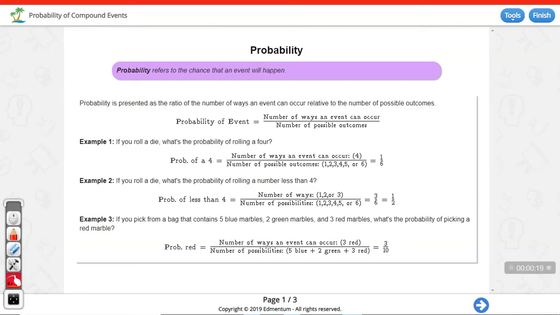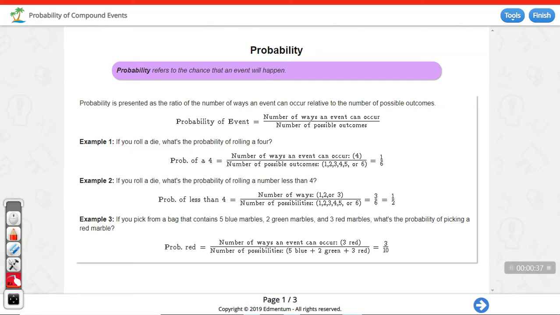Probability, first off, as it says right here, is presented as the ratio of the number of ways an event can occur relative to the number of possible outcomes. Basically, how many ways can what you're looking for happen over top of how many total ways can something happen.